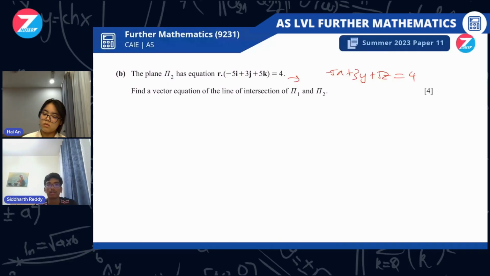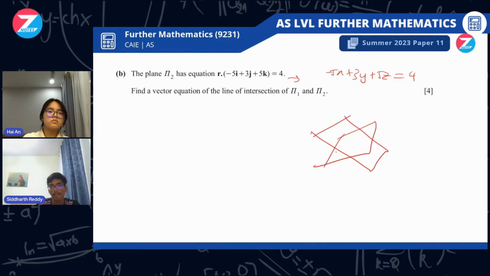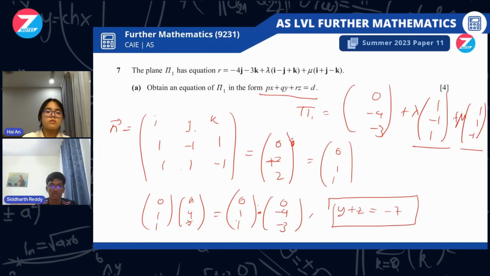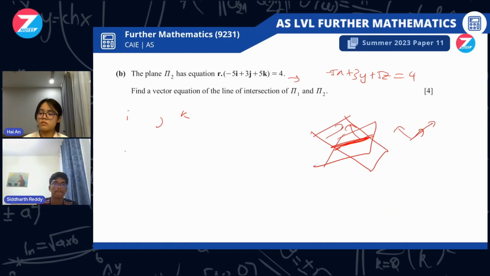So imagine two planes are intersecting like this, and they create a line of intersection. To find the direction of that line, all you need to do is take the cross product of the two normal vectors. So we have i, j, k. The normal vector of the previous one was 0, 1, 1. And the normal vector of this is minus 5, 3, 5.